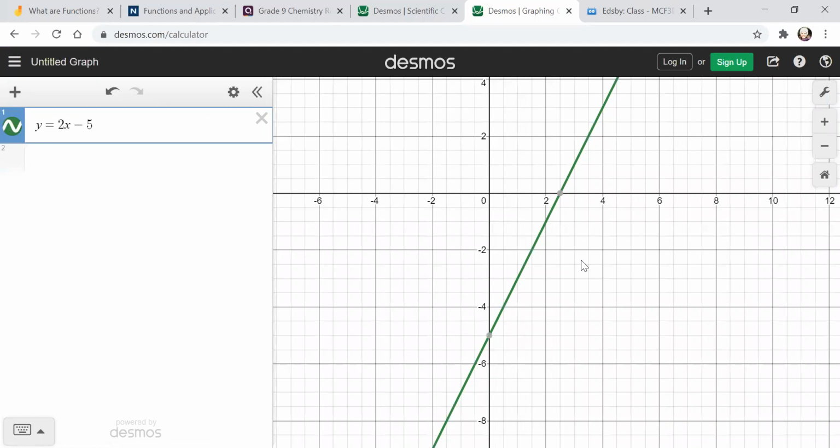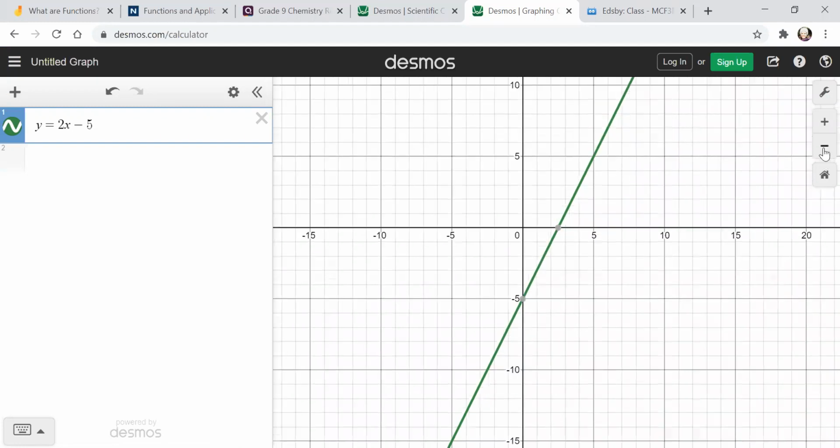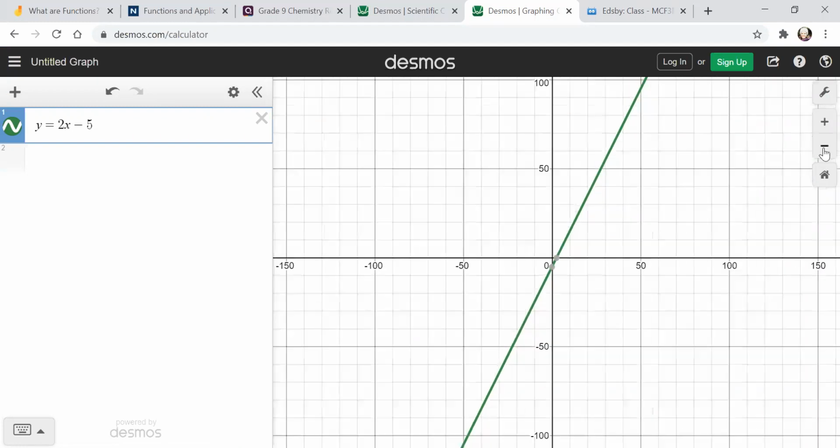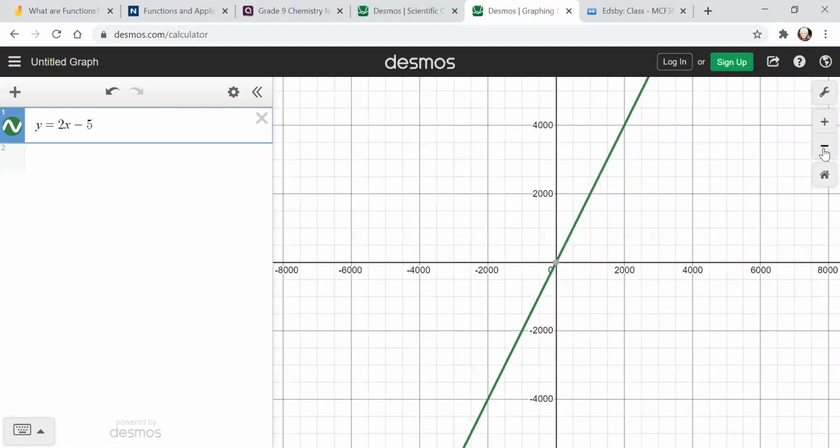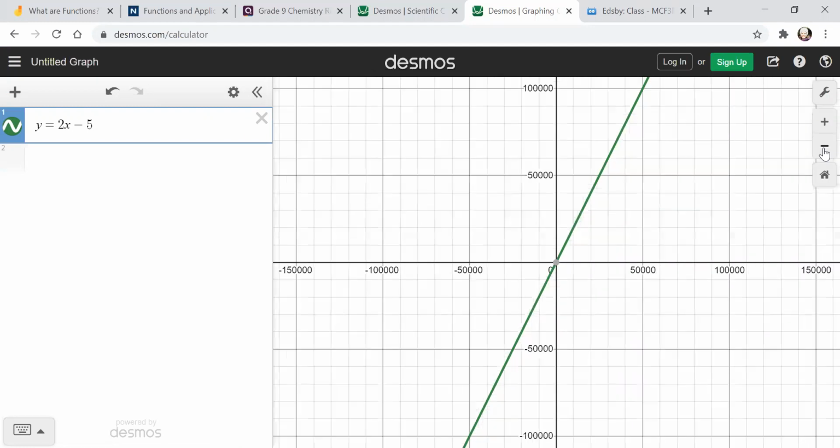If you look at this graph, first we're going to look at just the x values. The x values is the horizontal line. You can see it crosses here at 2.5, but then as you can see, it continues this way, and it continues this way. And I can zoom out. Are there any limitations on this linear function? Does it ever stop? Is there ever a value where it does not exist?